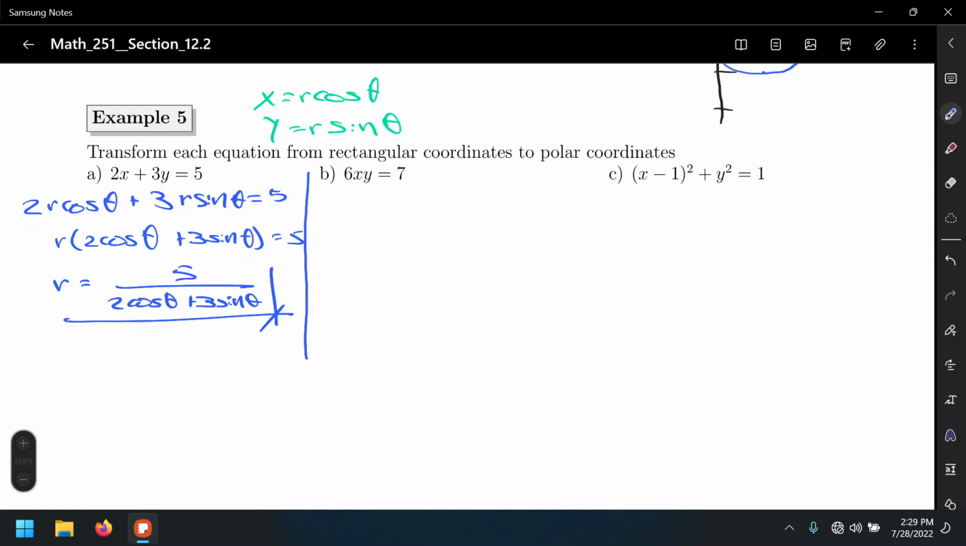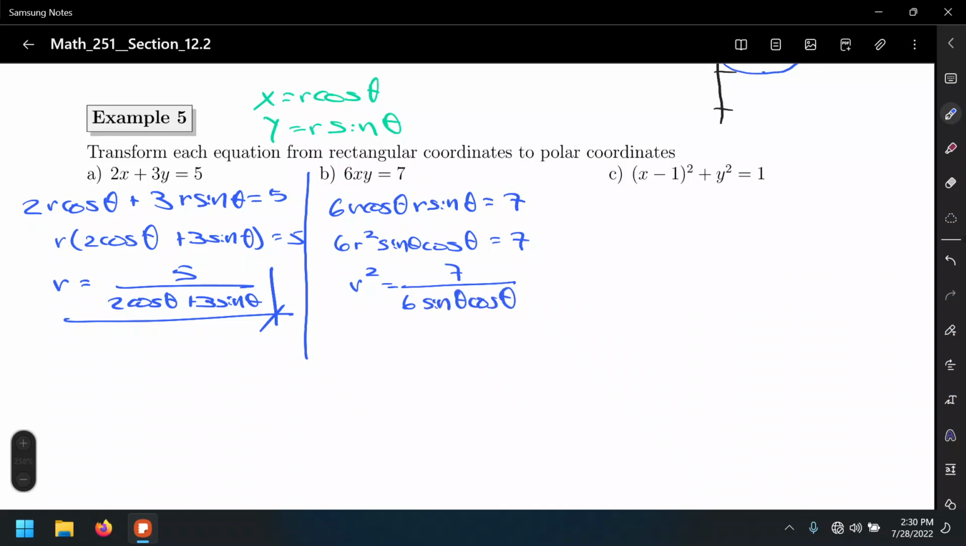Letter B, the same. I mean, x times y, multiply the corresponding expressions for x and y respectively. So that's 6 times r cosine theta, r sine theta equals 7. Well, this will give us a 6r squared sine times cosine. And solve for r squared first. That's 7 over 6 sine theta cosine theta. Right?